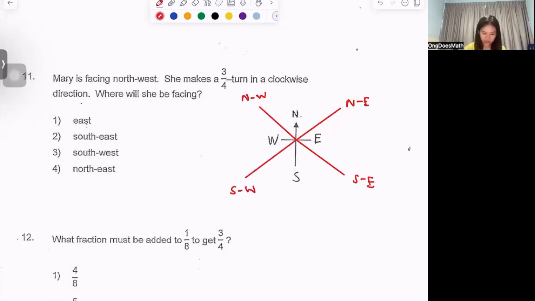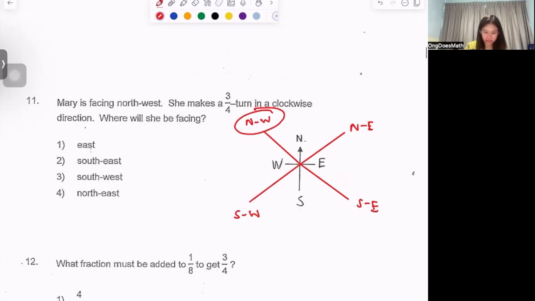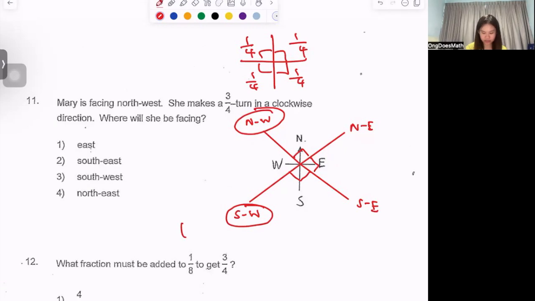So she was facing northwest at first. This was her starting point. Then she makes a 3/4 turn. Before that, you have to know that a 1/4 turn is a right angle. So this is your 1/4 turn, this is another 1/4, another 1/4, another 1/4 turn. So a 3/4 turn will simply be 3 right angles. This is 1 right angle, 2 right angles, and 3 right angles. Hence, she will end up facing southwest, and the answer is option 3. My drawing wasn't so accurate, and that's why you may think that it's not a right angle, but it's supposed to be a very accurate right angle.